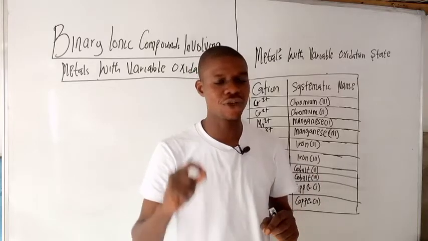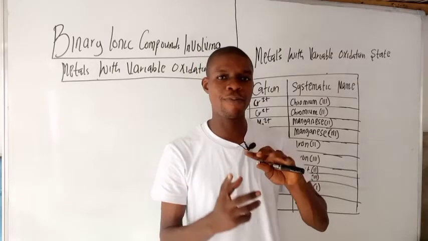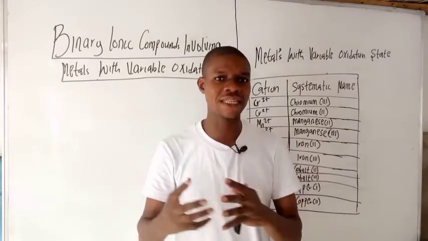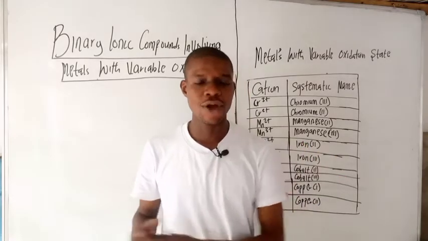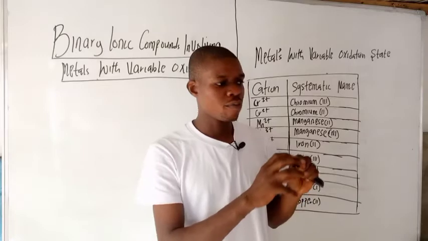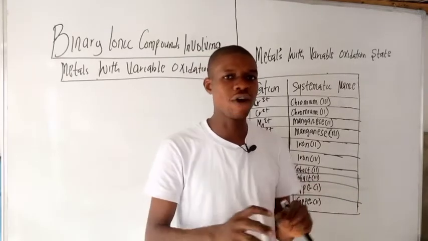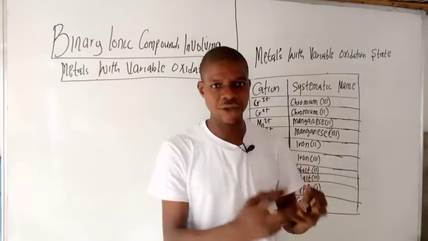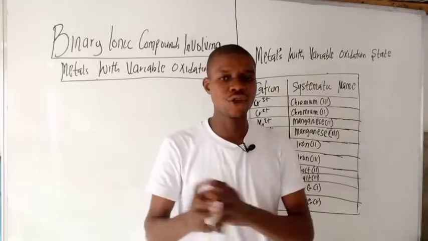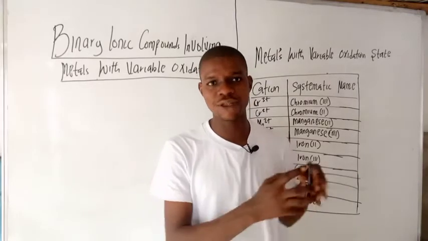In this video we're going to talk about binary ionic compounds that involve metals with variable oxidation states. In our previous video on writing and naming binary ionic compounds, we did ionic compounds that involve metals with single oxidation states, like the group 1, group 2, and group 3 elements.